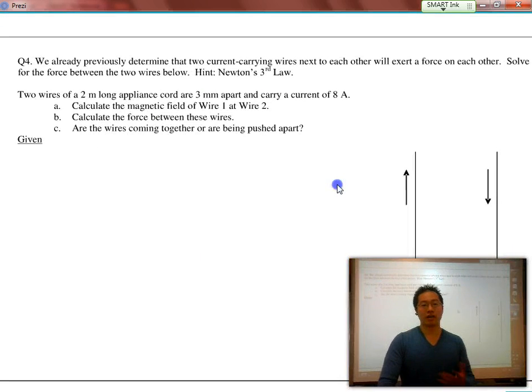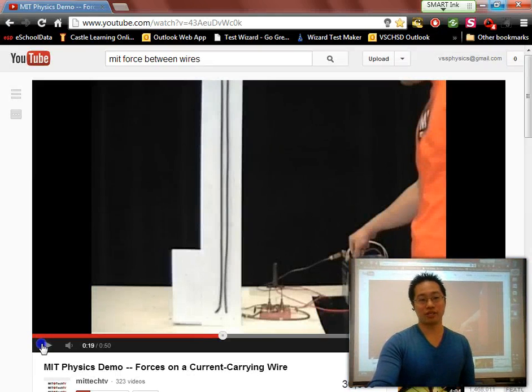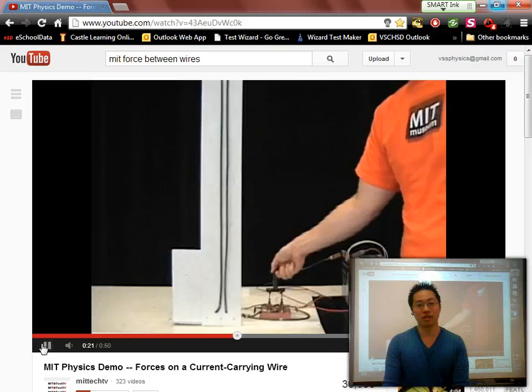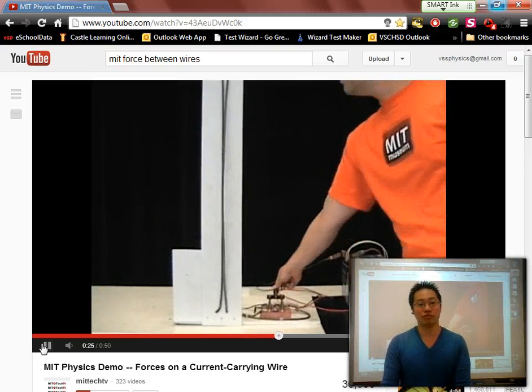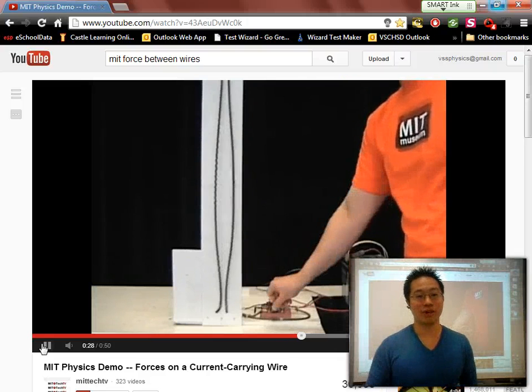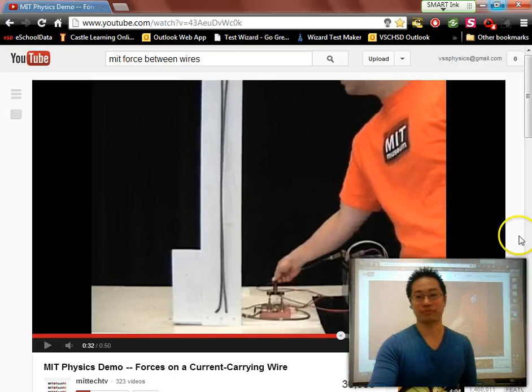Okay. Now, previously I had skipped point B between the two wires. I wanted to save that for right now, just because it's another way of combining our first hand rule and our third hand rule together. But just to recap, to remind you guys what happens, when you take two wires and you have current running in the same direction, they're going to attract, or when they're in opposite directions, it's going to repel. And we can see the attracting and the repelling happening in this MIT demonstration over here.